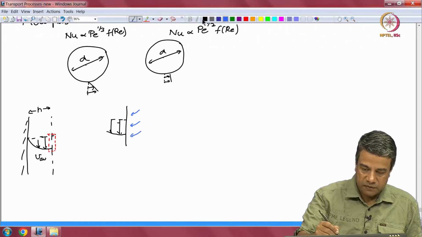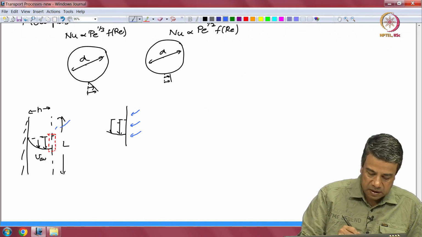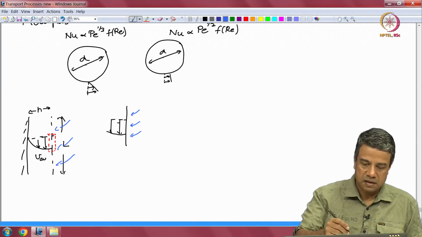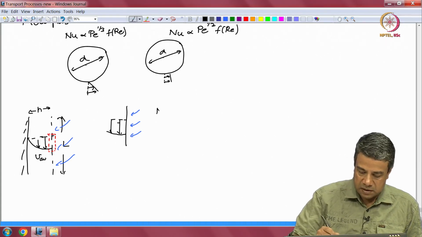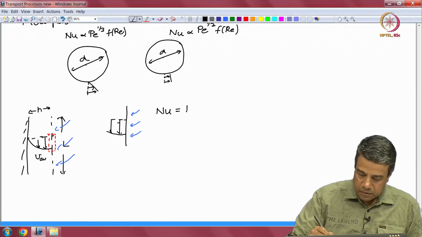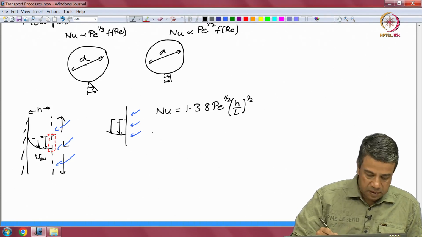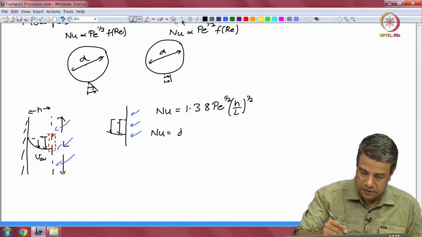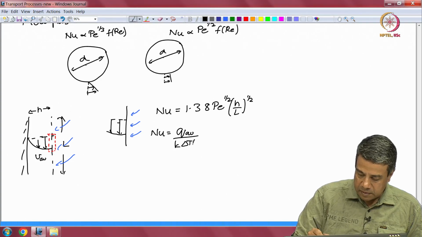So, if I have a film of length L, a length over which the film is in contact with the gas, and the film thickness is h, then the correlation for the Nusselt number that you can derive is: Nusselt number is equal to 1.38 Peclet number to the half times h by L to the half, where the Nusselt number is equal to Q_AV by k delta T by h.